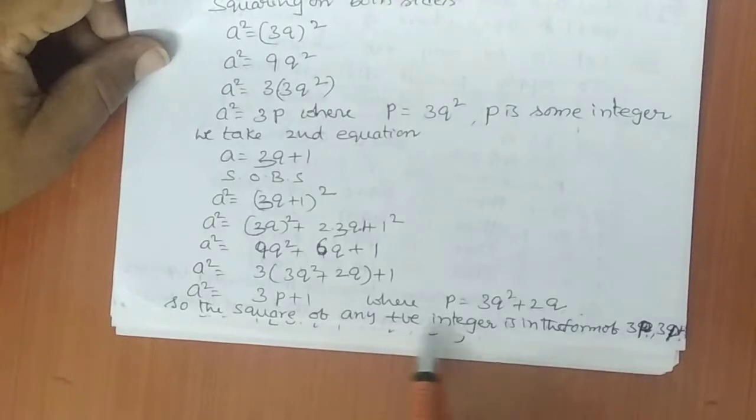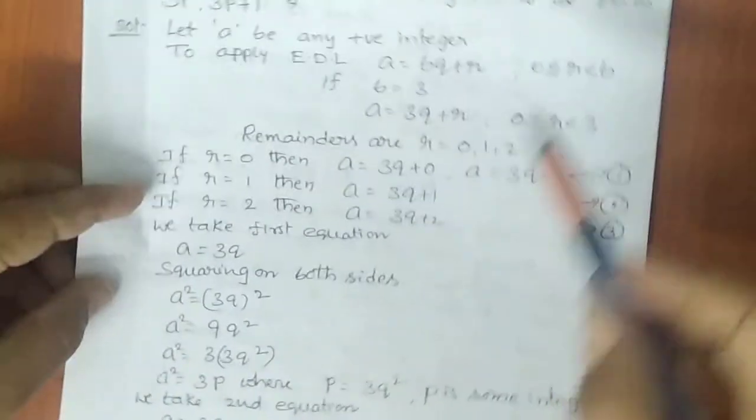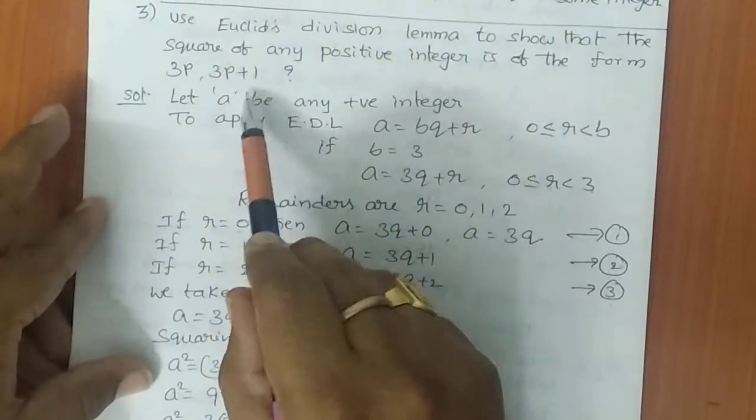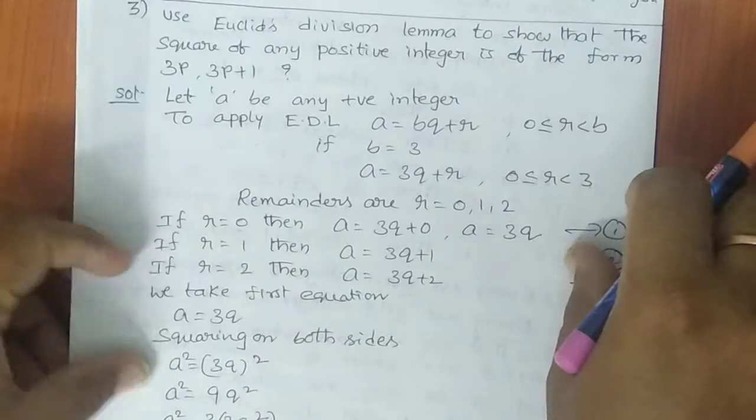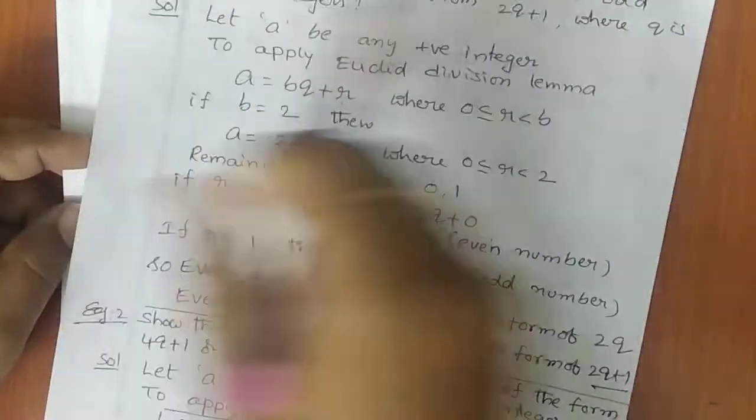So the square of any positive integer is in the form of 3p plus 1. Okay, understand? So this is a very important question. Next, same method, fourth question.